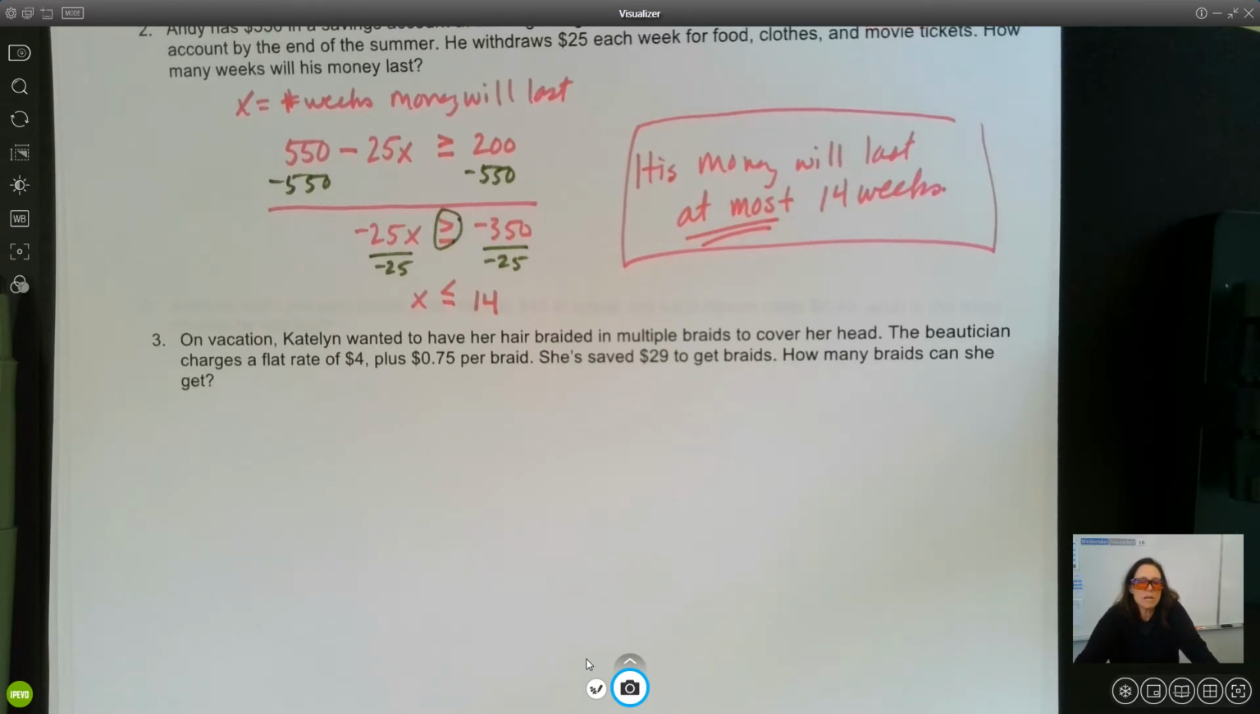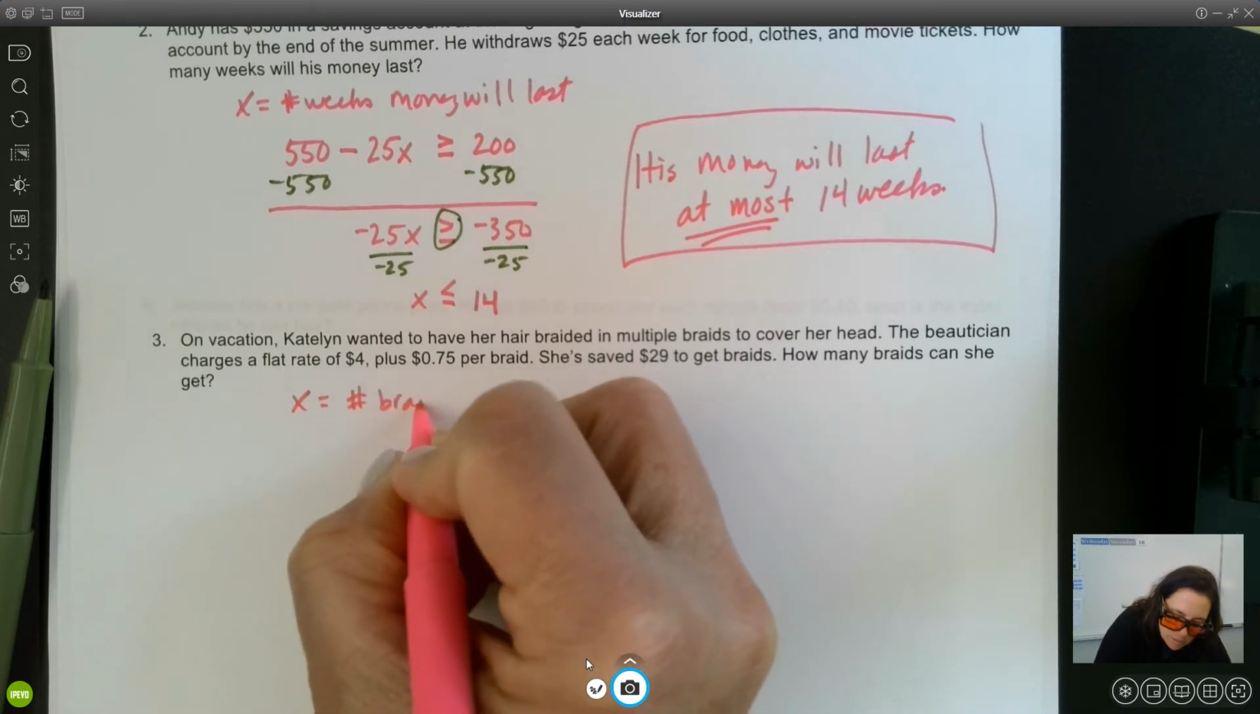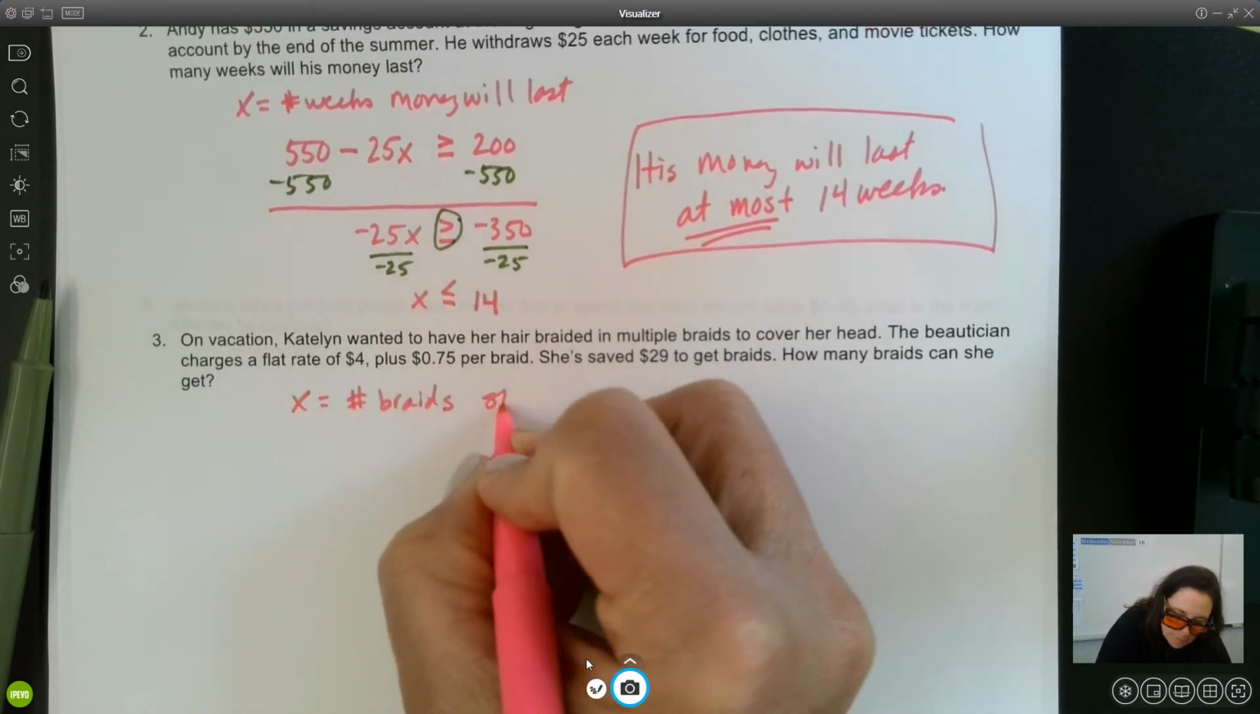Okay, so the flat rate is just walking up to this gal and saying, I want my hair in braids. And then she, on top of that, pays 75 cents per braid. All right, so the question is, how many braids can she get? Let's let X be the number of braids she can get.